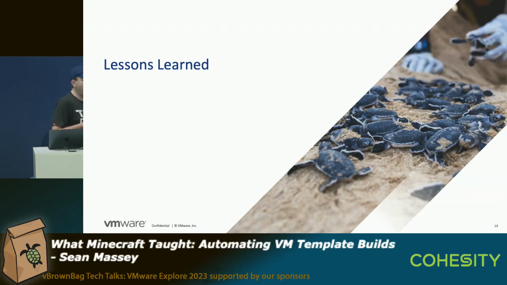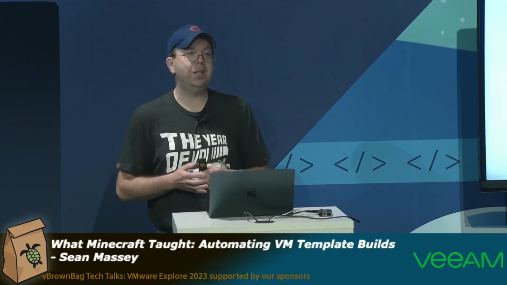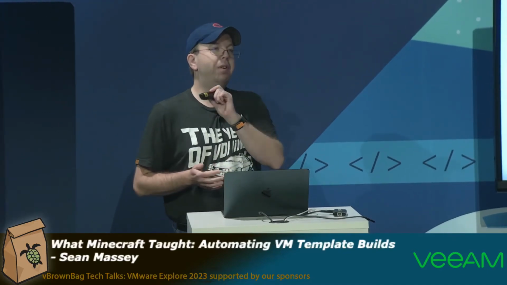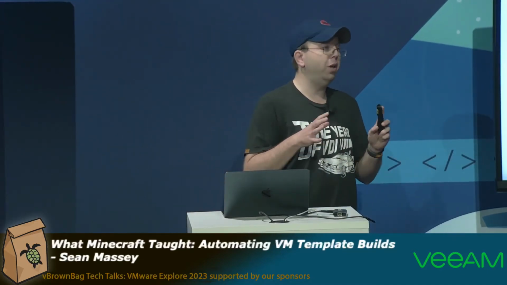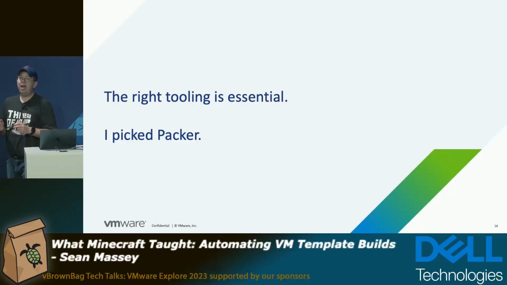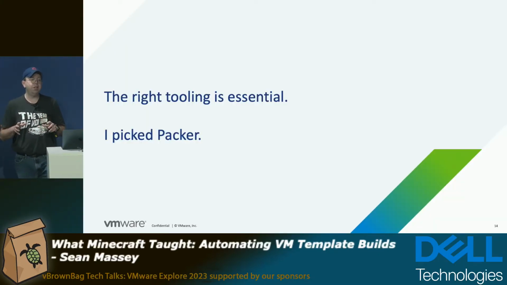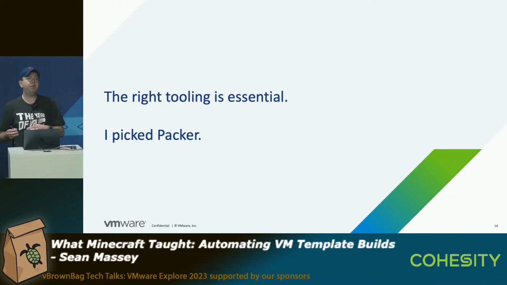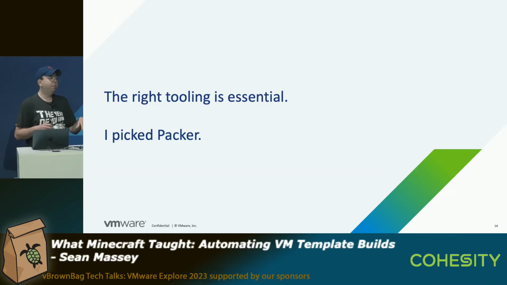So I went through and I started this whole project, and I was able to get to an end result. And I'm going to talk a little bit about what I learned first before I actually show you kind of what the outcome was. Now, when coming up with an automation project for building templates, the right tooling is essential. There's a lot of options out there. There's a lot of different ways to script things. If you're working with Microsoft products, there's things like MDT. But I chose Packer.